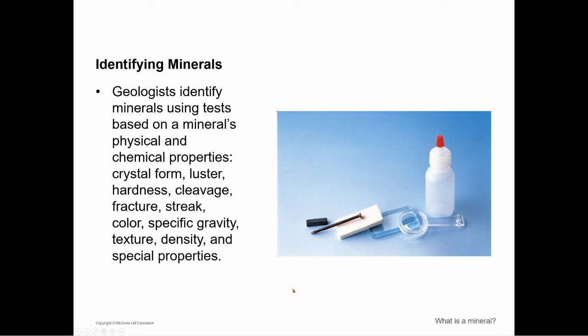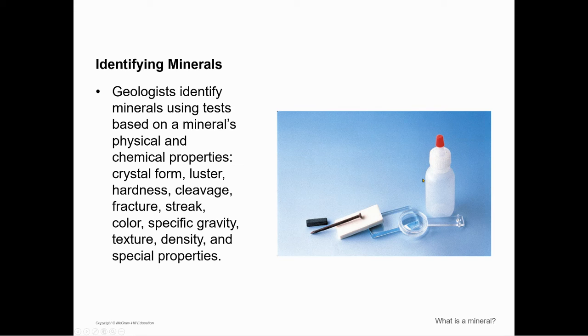Okay, so identifying minerals. If you pick up a mineral, how do we know which is which? We know this by their physical properties. Geologists identify minerals using tests based on a mineral's physical and chemical properties: crystal form, luster, hardness, cleavage, fracture, streak, color, specific gravity, texture, density, and special properties.